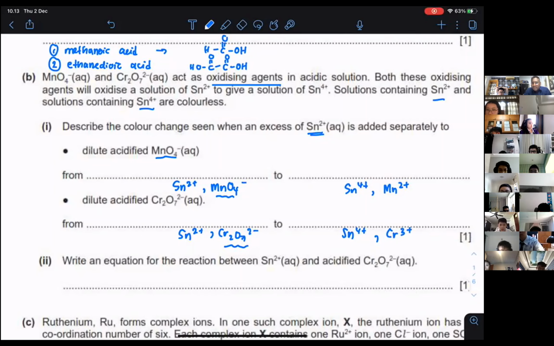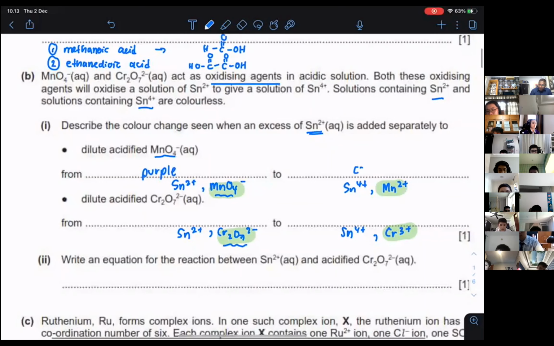Okay, now the color change that they want you to mention over here is the color change from here to here, because the Sn2+ and Sn4+ are going to be colorless. So what is the color? I think everyone should know. Yeah, so this one is going to be purple. Okay, so this one, Mn2+, is colorless.